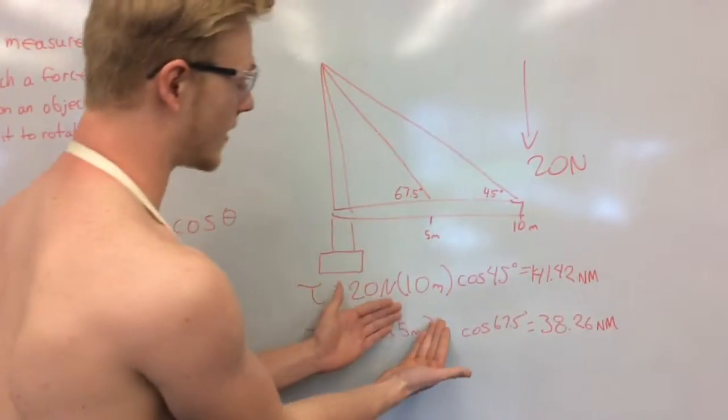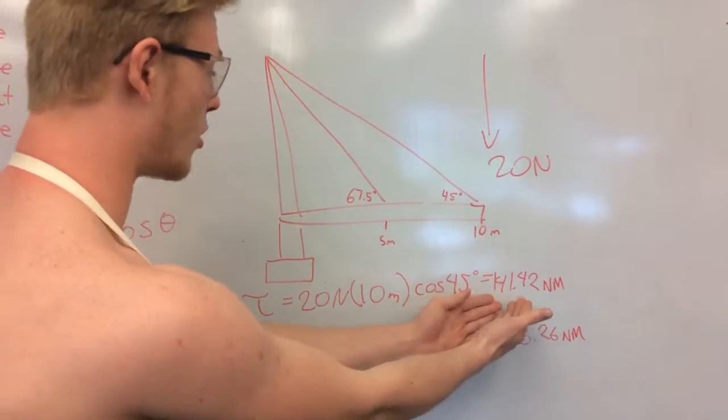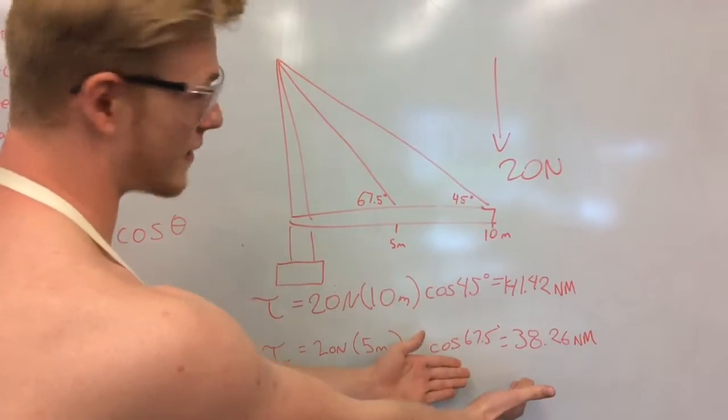Now, if we look at our equation right here, we can clearly see that if the radius goes down and the angle goes up, then the torque on the point is going to go down. Yeah!